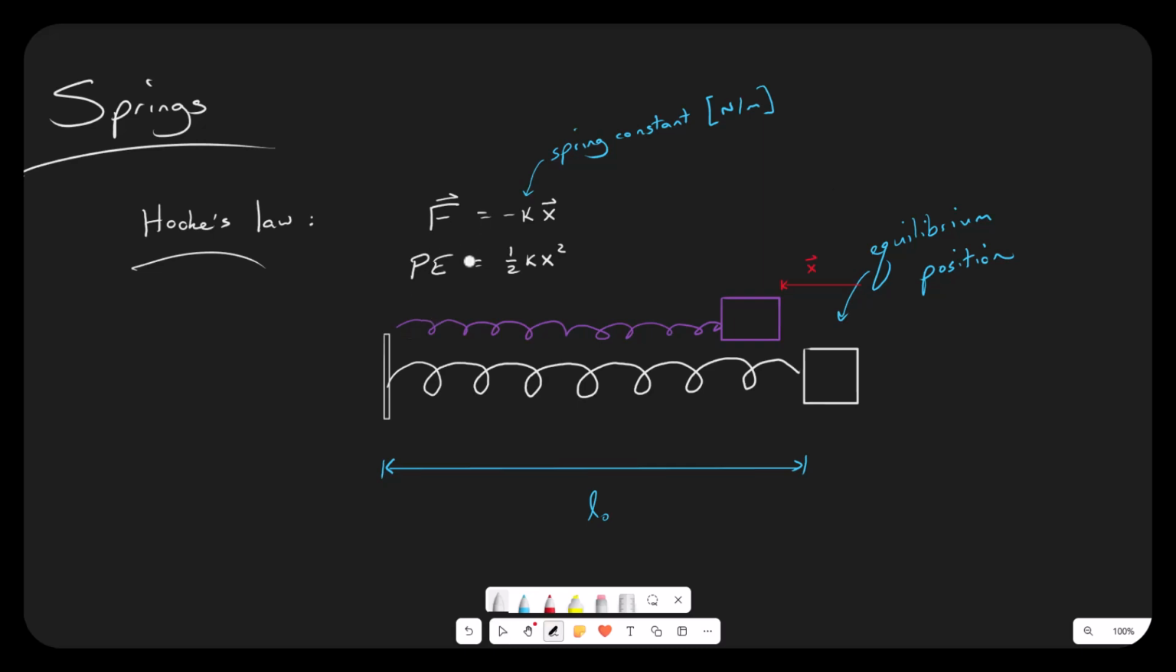So I've got a force and I've got a potential energy. Potential energy is a measure of energy, so it gets measured in joules, where 1 joule is 1 Newton meter. Those are really the pieces that we need for now, and that's it. We'll keep moving.